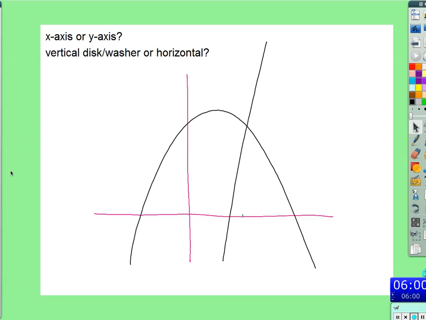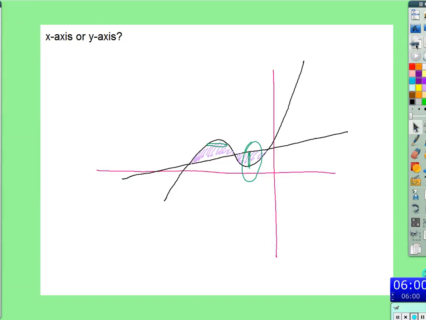But if I ask you to take this shape, let's say I ask you to take this shape, and it wouldn't be too bad.